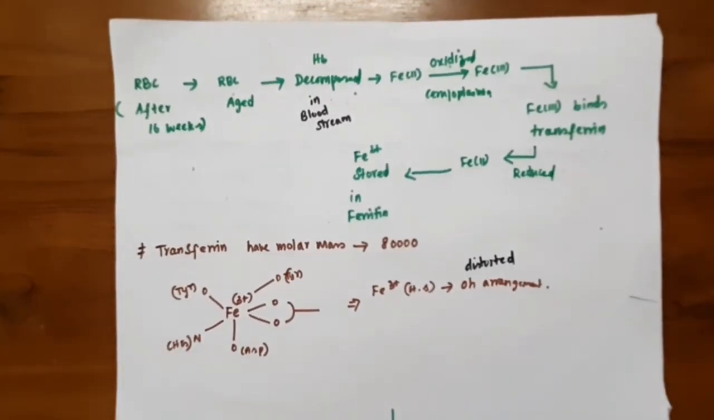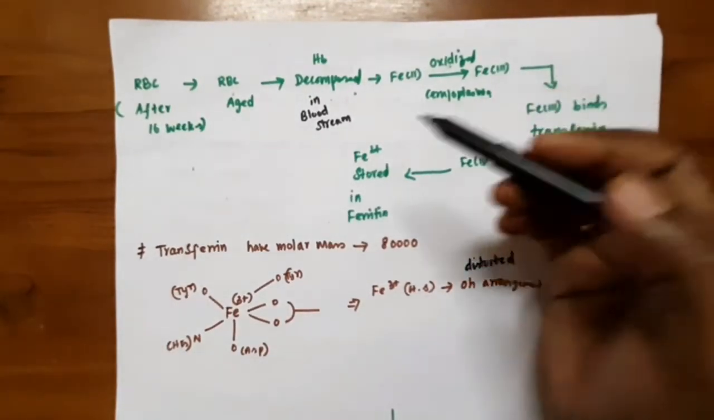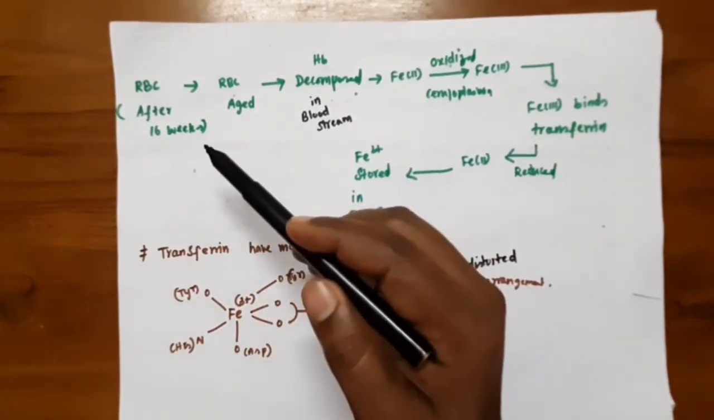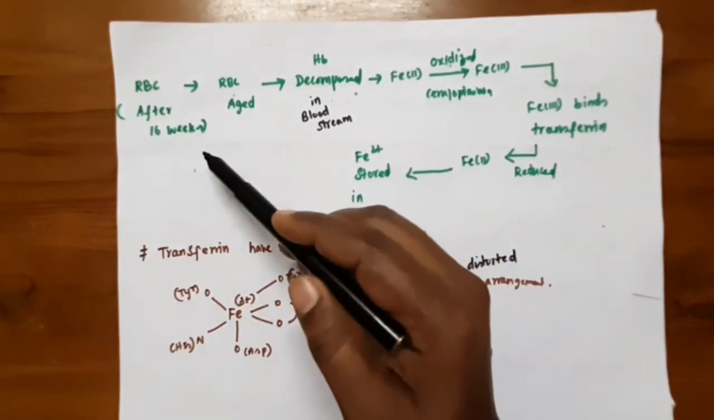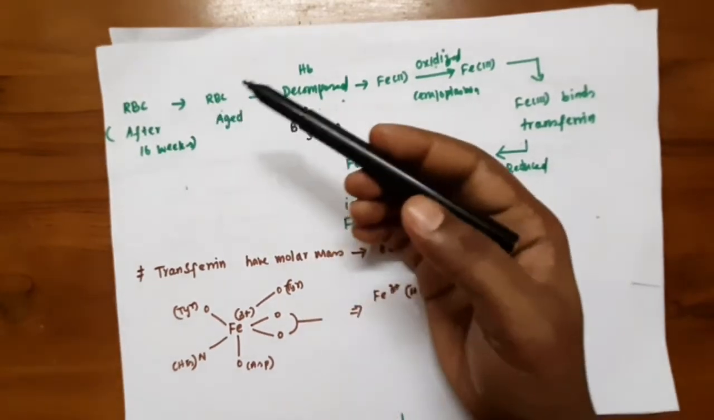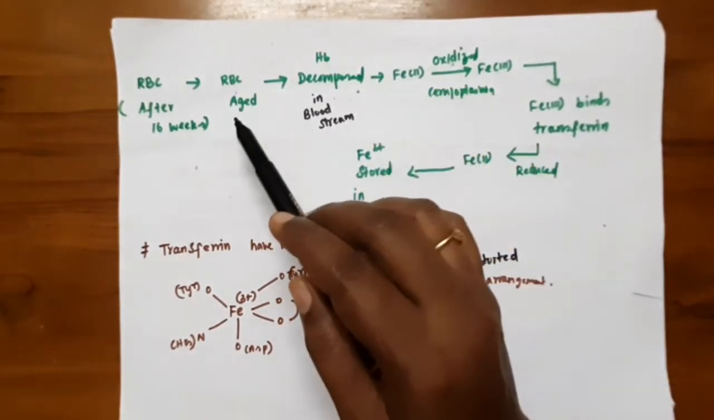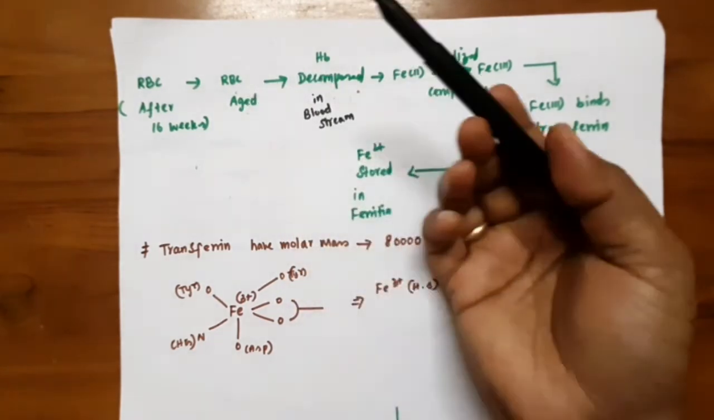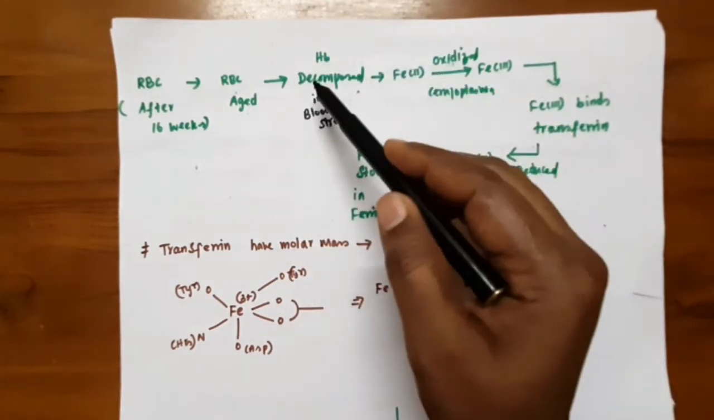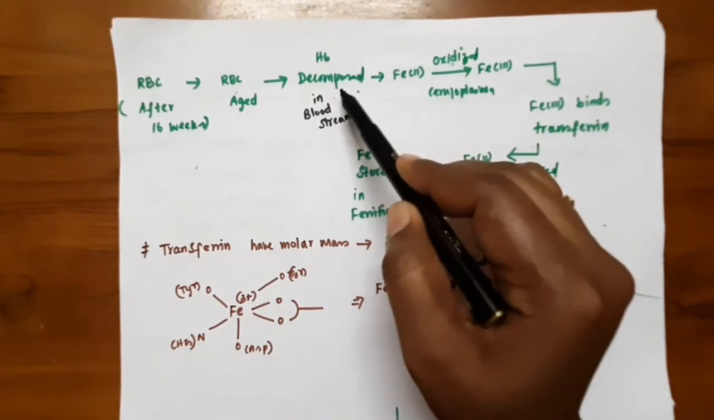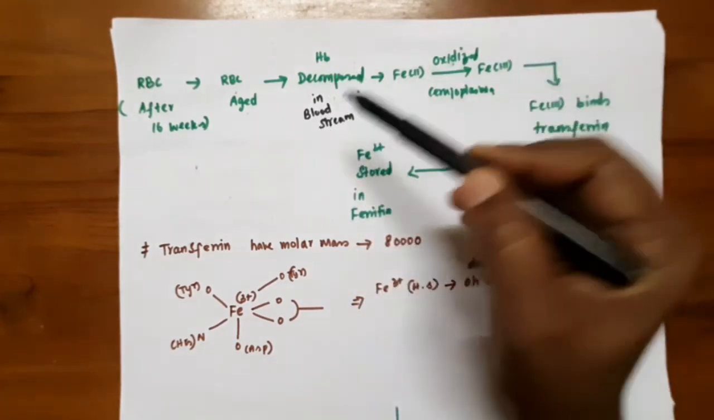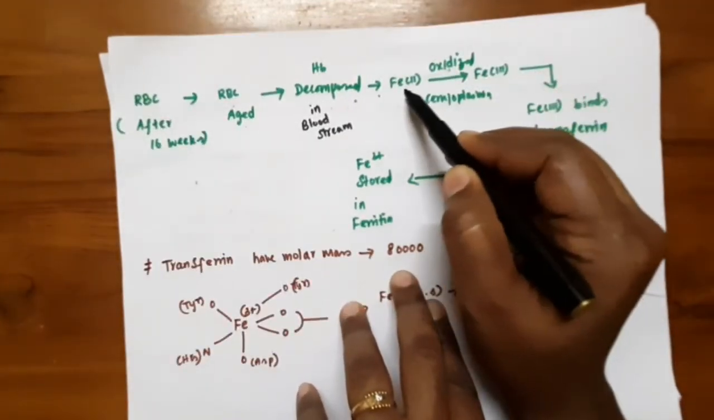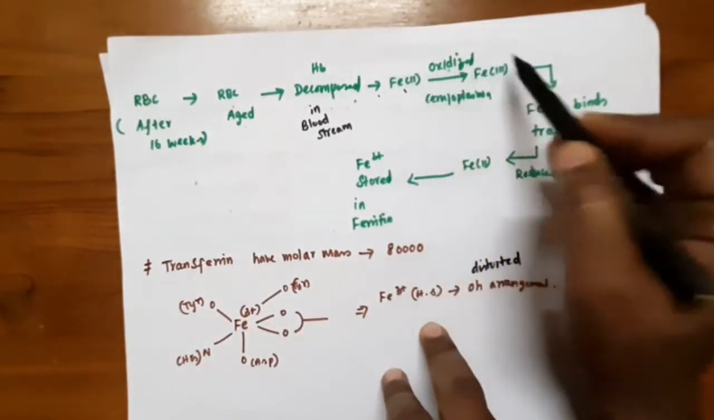It is a cyclic process. If you take the RBC, the red blood cells, after 16 weeks the RBC dies and gets decomposed. The red blood cells contain the hemoglobin part, so the hemoglobin gets decomposed in the bloodstream. The hemoglobin contains Fe2+, as we know, and this Fe2+ is oxidized to Fe3+.